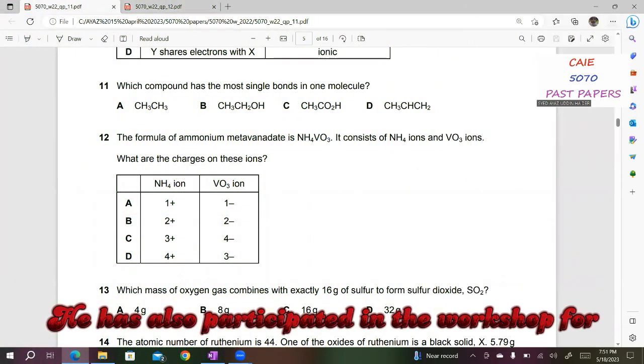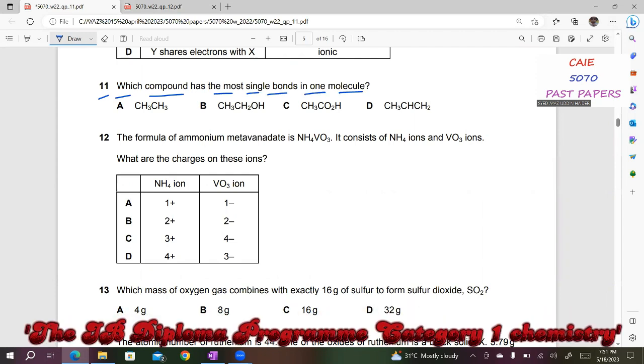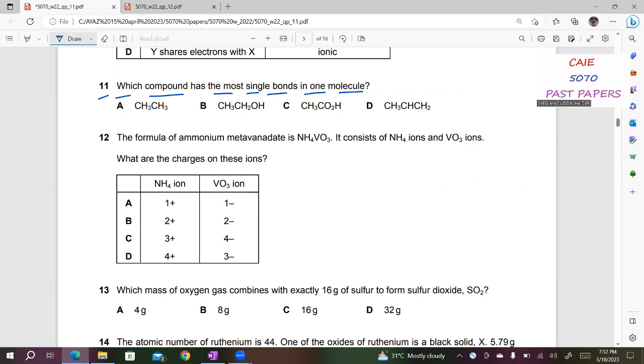So here's question number 11. Which compound has the most single bonds in one molecule? We have 4 molecules, and for this purpose, we need to draw the displayed formula for all of these. A is CH3CH3. So if you draw the displayed formula of CH3, it will be like this.